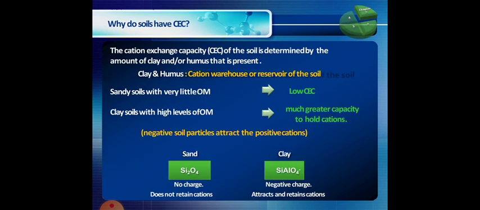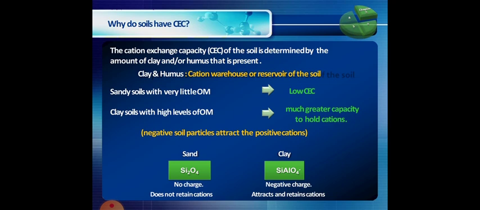Here we will understand why soils have CEC. The cation exchange capacity of the soil is determined by the amount of clay and humus present. Clay and humus are the cation warehouse or reservoir of the soil. Sandy soils with very little OM, organic matter, have low CEC. Clay soils with high levels of organic matter have a much greater capacity to hold cations.